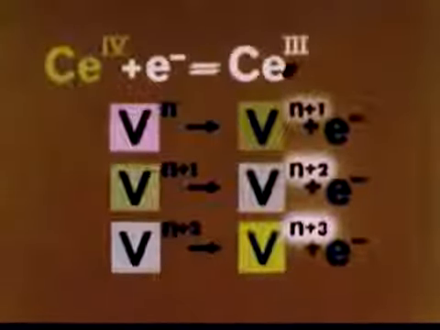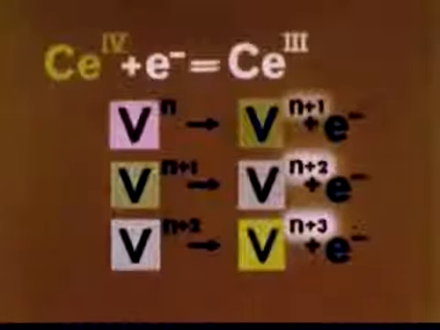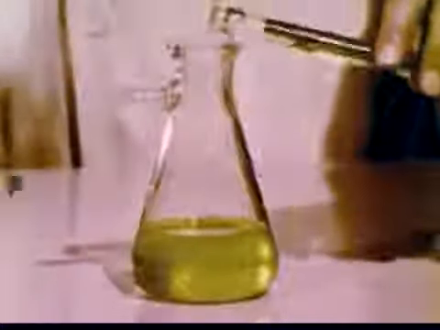The vanadium in yellow vanadate must be 1 oxidation number higher than blue vanadium. Further addition of cerium-4 ion produces no change. This experiment confirms that the vanadium in the yellow vanadate is in its highest oxidation state.